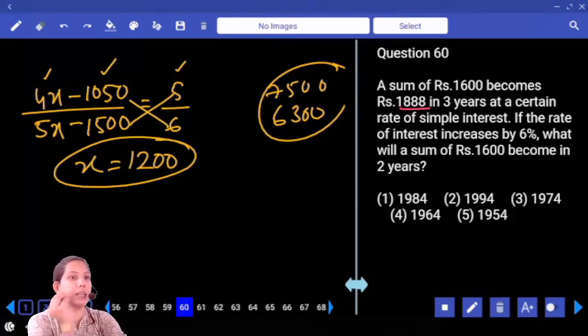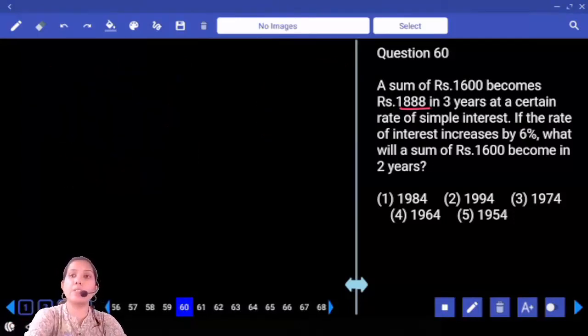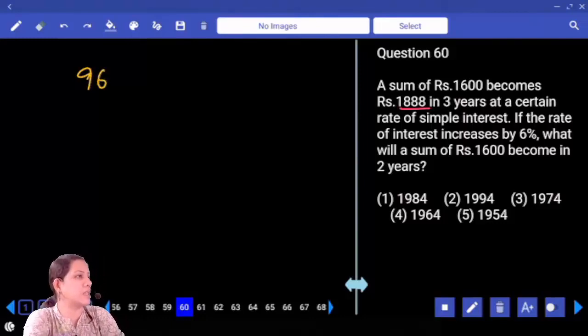What is interest? 288. 288 is the interest for how many years? 3 years. Then what is 1 year interest? 288 by 3. What is 288 by 3? 96 rupees. 96 rupees is the interest on how much amount?